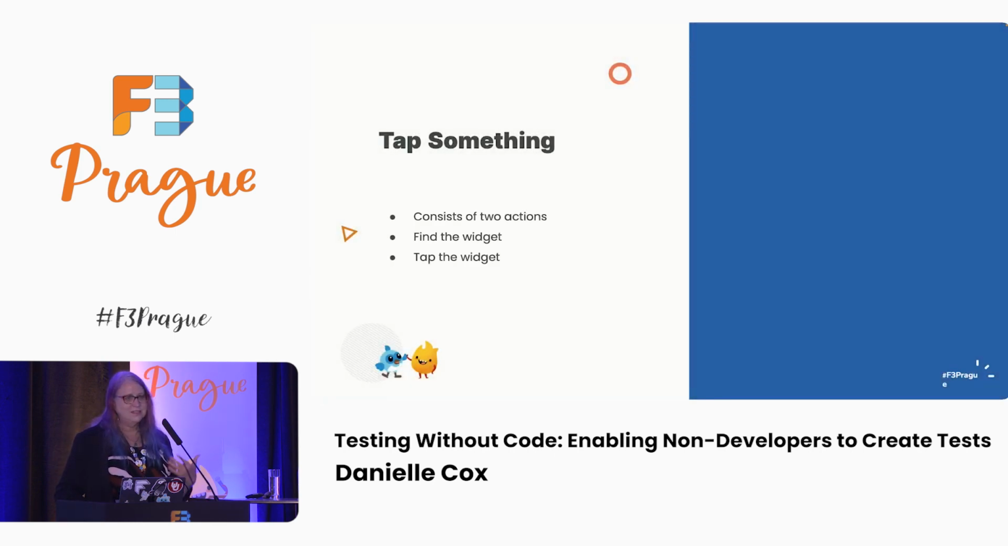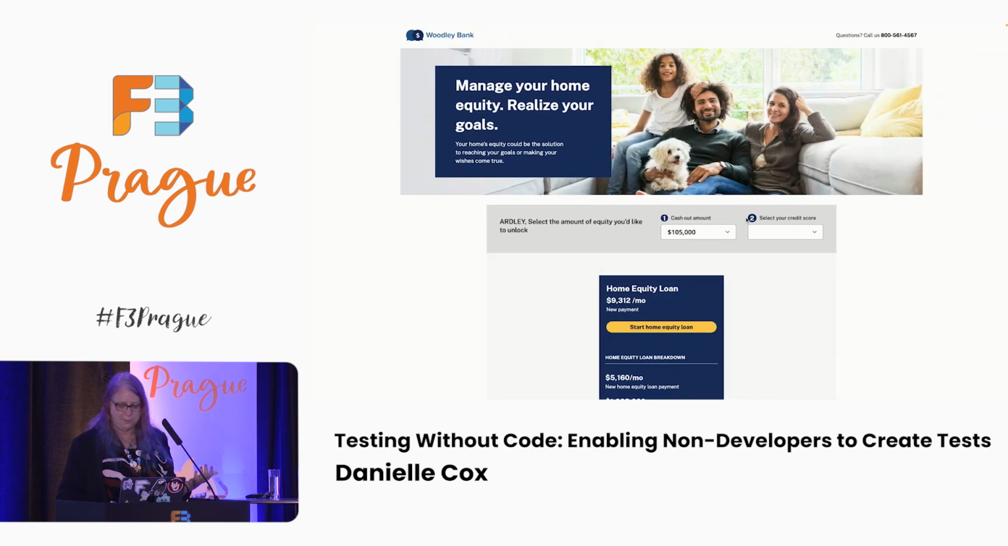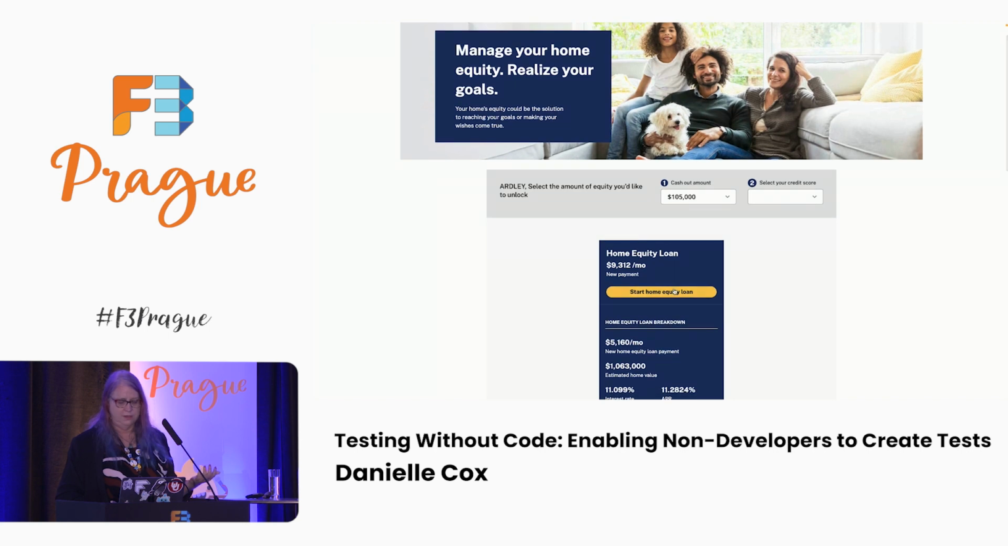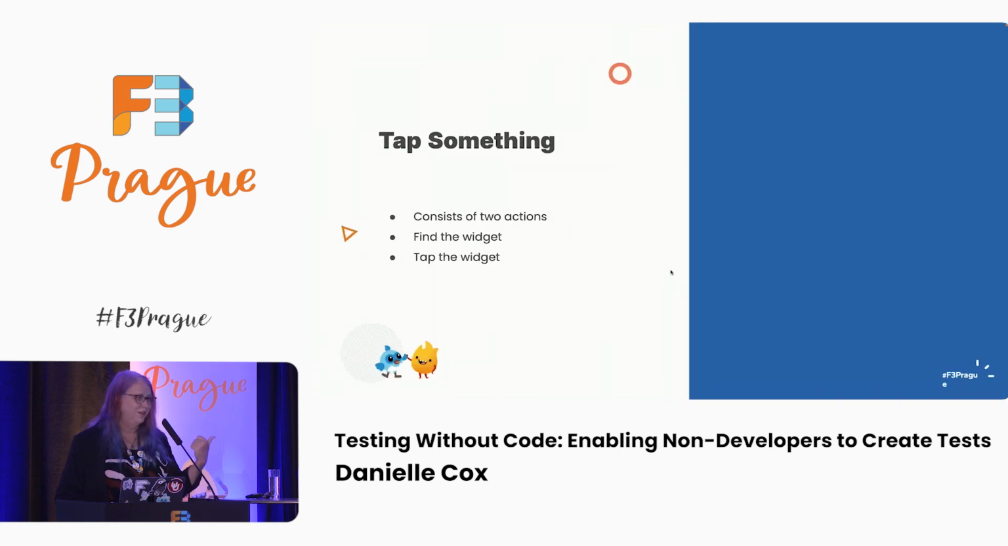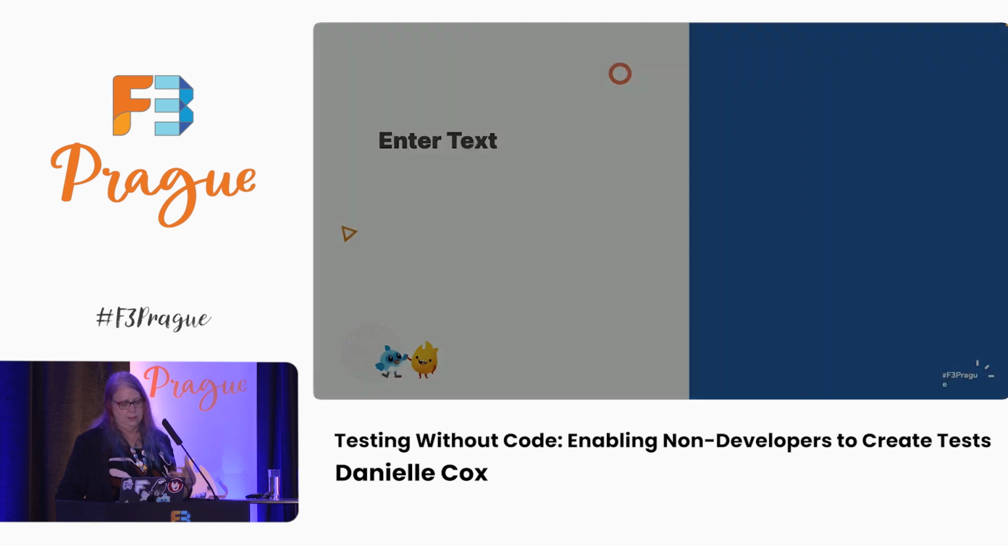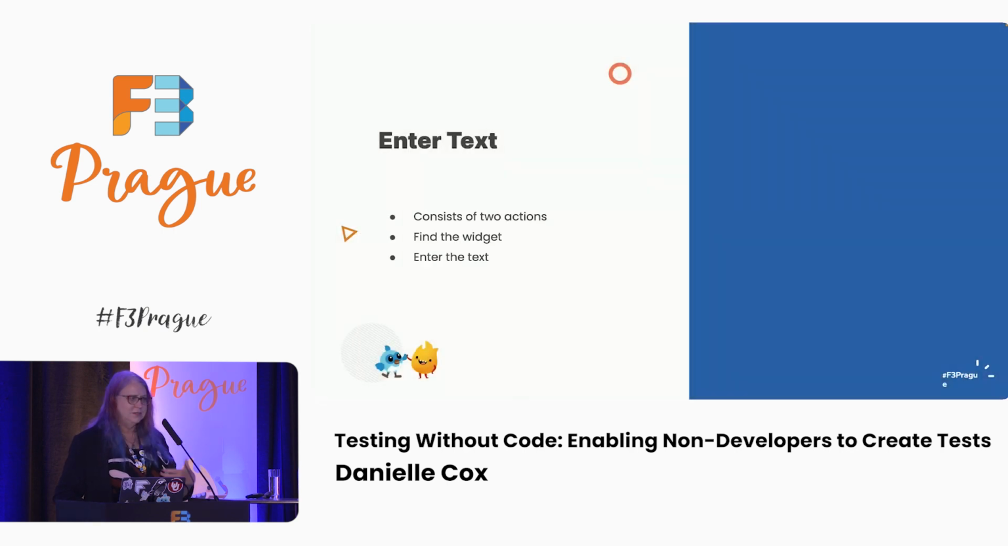So the next thing we need to do is be able to tap something. Once again, going back to my reference app here, I might want to tap this button, right? So that's real easy. Find the button, tap it. That's in our code here. Entering text is the same. It's the same exact idea.